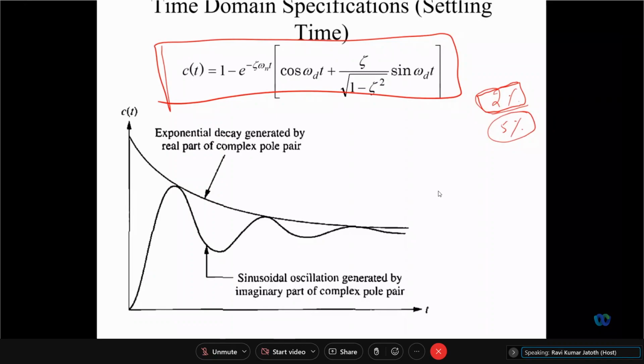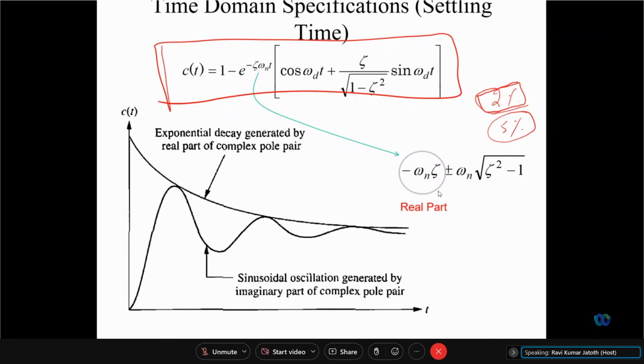So what should we do now? C of t, what should we keep to find the settling time? It should be in the range of 0.98 to 1.02. So we have to find the time at which the response is 1.02, and the time at which the response is 0.98. The difference of those times is the settling time. That is the derivation.